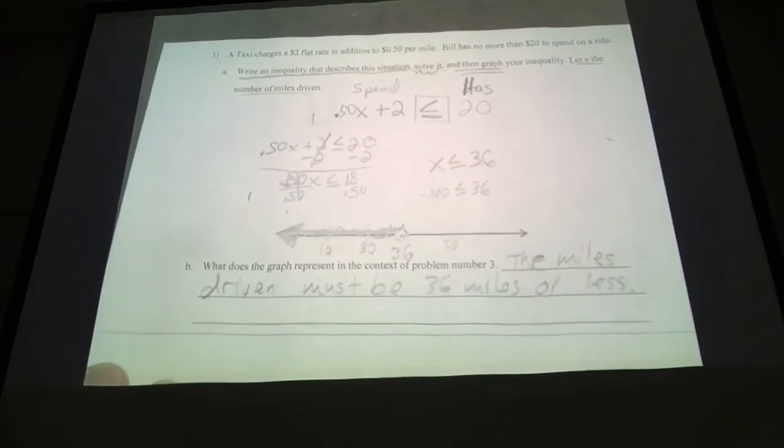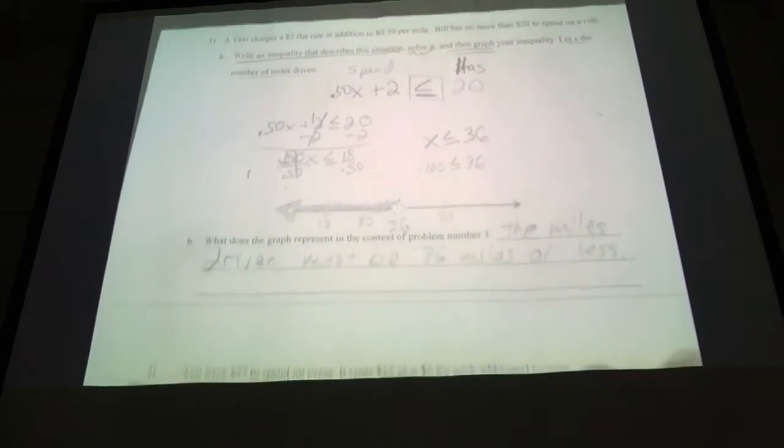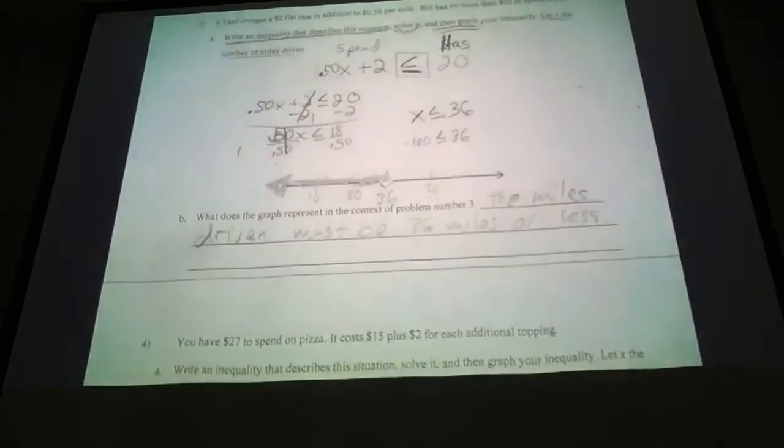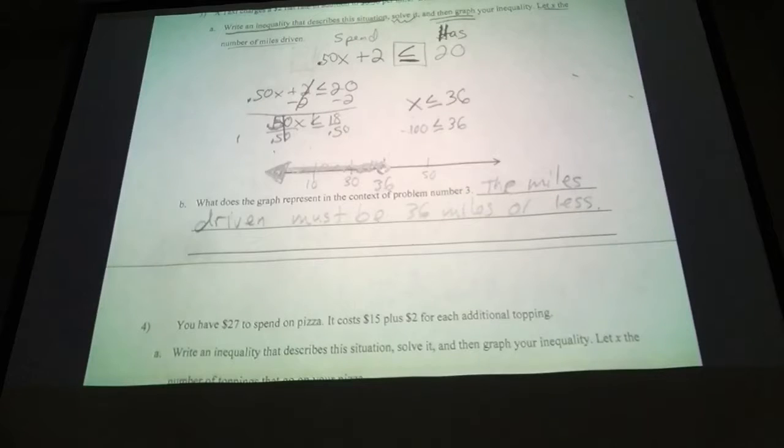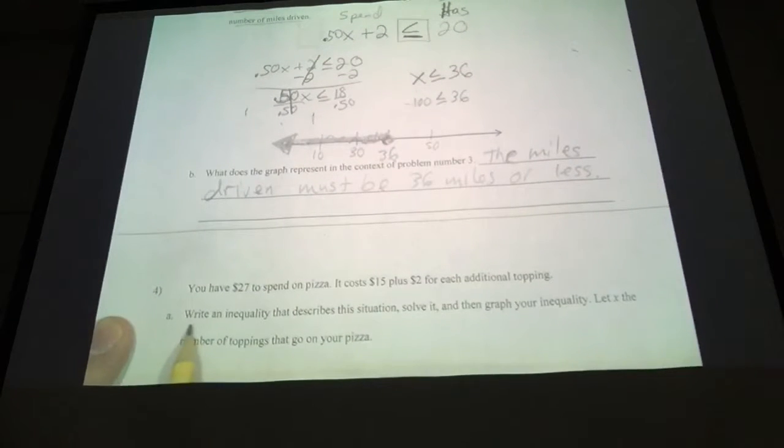Alright, now, for this next problem, number 4, I want you guys to do this one on your own completely. So you're going to start out by writing the inequality, solving it, and graphing it. For this problem, it says you have $27 to spend on pizza. It costs $15 plus $2 for each additional topping. Go ahead and set it up, graph it, and solve it, and then we'll pick up.